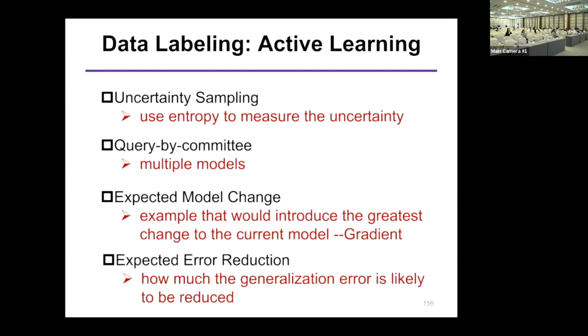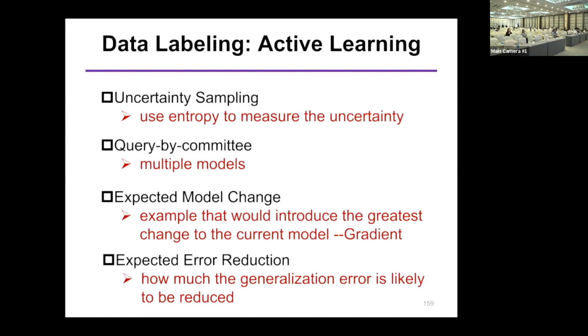And the second one is query by committee. The basic idea is similar to the previous one. You can test multiple models and use the uncertainty of the multiple models to select the data objects you need to label. And then the expected model change selects the example that would introduce the greatest change to the current model. The change is measured by the gradient.